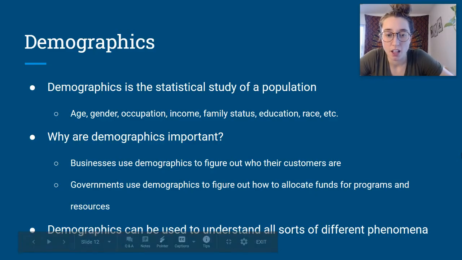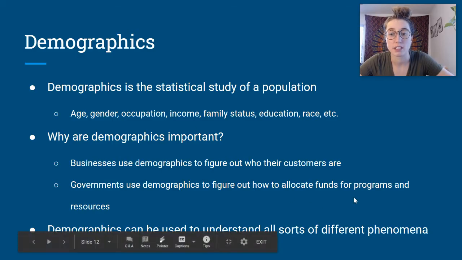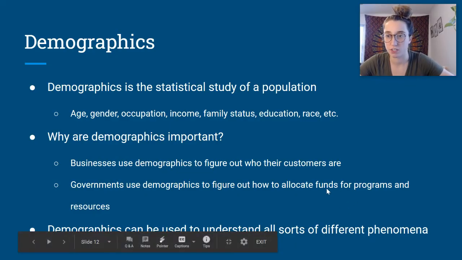Kind of creepy. And then governments also use demographics to figure out how to allocate funds for programs and resources. They might look at certain areas that are more low income than others, so they might open certain programs in one area and not in another. So demographics are a good way to figure out who is where and what we need in a certain area. They can be super useful in understanding all sorts of different things across communities.